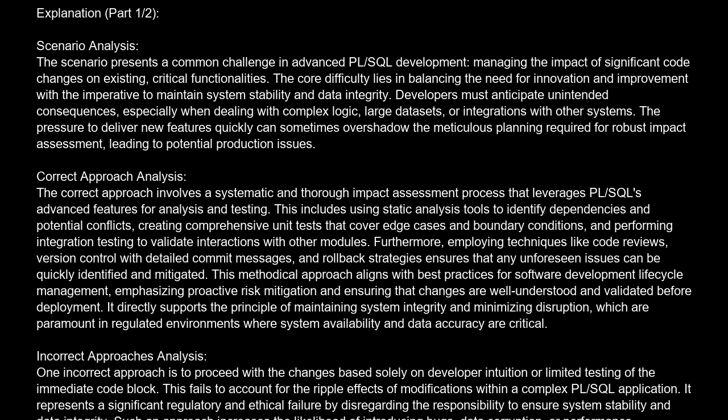Incorrect approaches analysis. One incorrect approach is to proceed with the changes based solely on developer intuition or limited testing of the immediate code block. This fails to account for the ripple effects of modifications within a complex PL/SQL application. It represents a significant regulatory and ethical failure by disregarding the responsibility to ensure system stability and data integrity. Such an approach increases the likelihood of introducing bugs, data corruption, or performance degradation, which can have severe consequences, including financial loss, reputational damage, and non-compliance with service-level agreements or industry regulations.